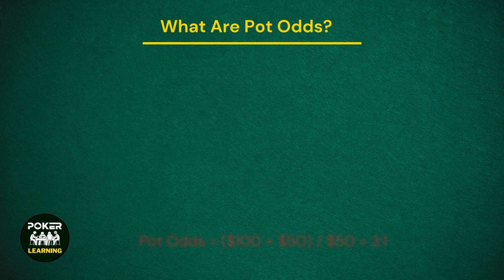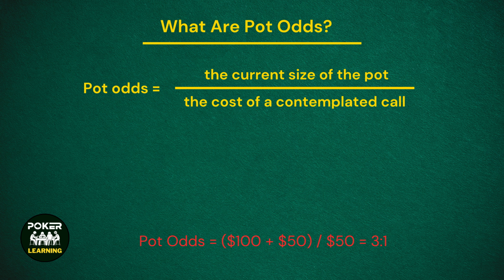What are pot odds? Pot odds are the ratio of the current size of the pot to the cost of a contemplated call. Knowing pot odds helps you determine whether a call is profitable in the long run. Example: imagine the pot is $100 and your opponent bets $50. To call, you need to put in $50, making the total pot $200.